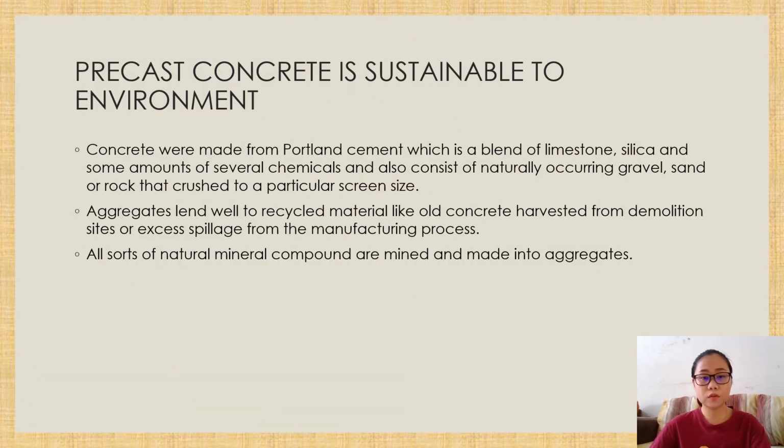How is precast concrete sustainable to the environment? First, concrete is made from Portland cement, which is a blend of limestone, silica, and some amount of several chemicals, and it also consists of naturally occurring gravel, sand, or rock that is crushed to a particular screen size. Aggregate lends well to recycled material like old concrete harvested from demolition sites or excess spillage from the manufacturing process. And then all sorts of natural mineral compounds are mined and made into aggregate.